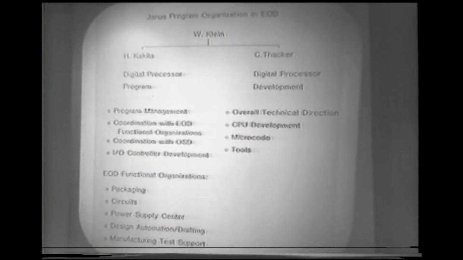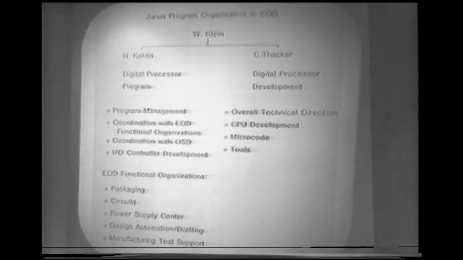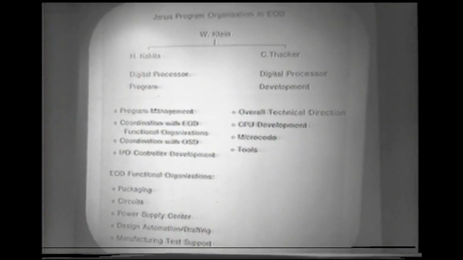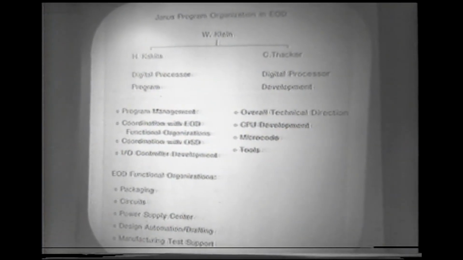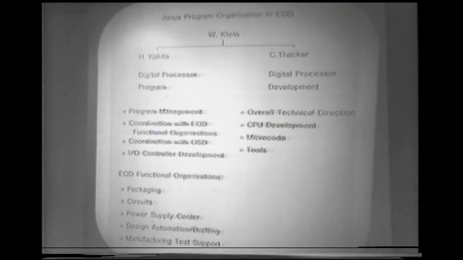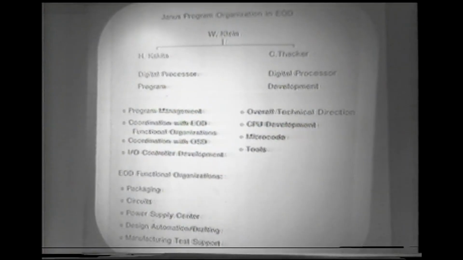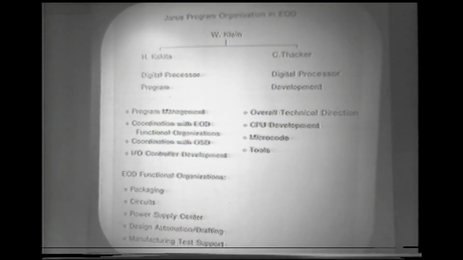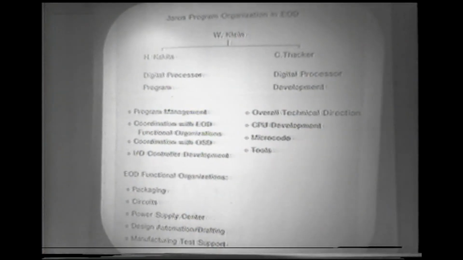The way EOD is organized is a big matrix. There are a lot of functional organizations: drafting, design automation, components, circuits, things like that. And when you do a product program, those things all have to be coordinated. Howard Kikita and some of his people are working on that. Also, all of the I/O controllers that are going to be used in the actual product version are being done in El Segundo. So that takes care of that.